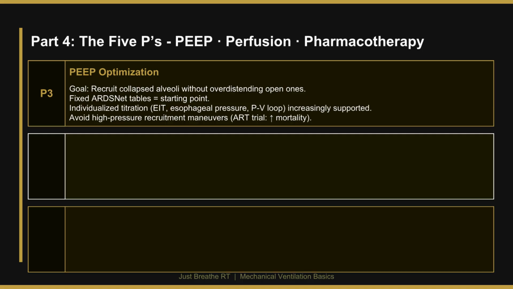Fixed PEEP to FiO2 tables from the ARDSNet protocol provide a starting point. Individualized titration, using esophageal pressure monitoring, electrical impedance tomography, or pressure-volume loop analysis, is increasingly supported by the 2023 ESICM guidelines as a more physiologically sound approach.